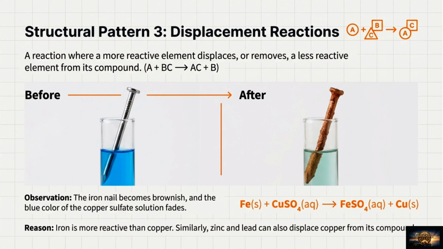Structural pattern 3 is the displacement reaction. A more reactive element, like iron, displaces a less reactive element, such as copper, from its compound. This is observed as the iron nail changing color and the solution fading.